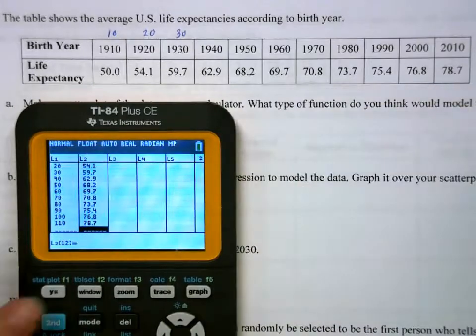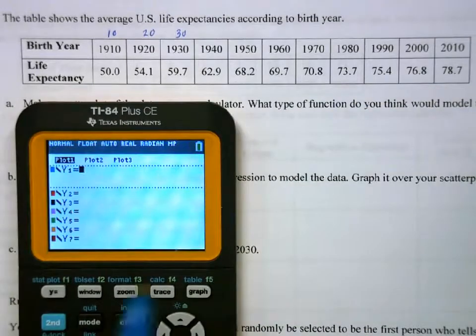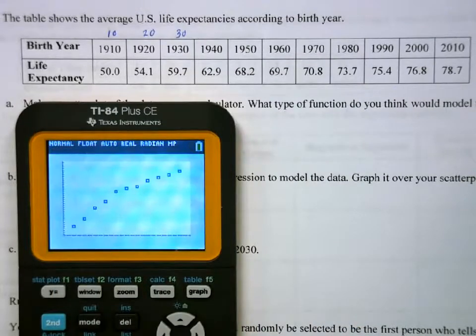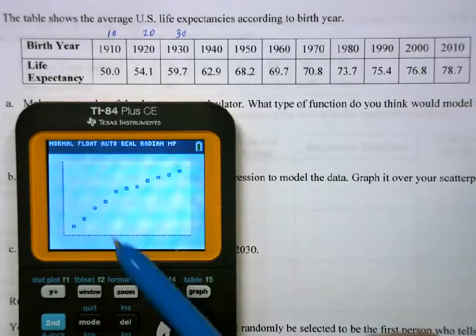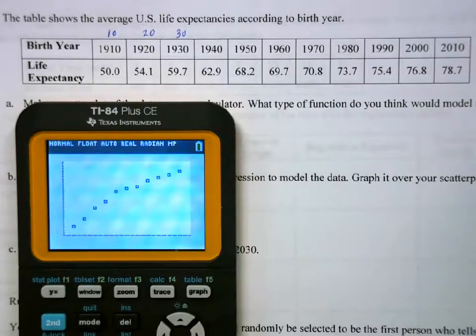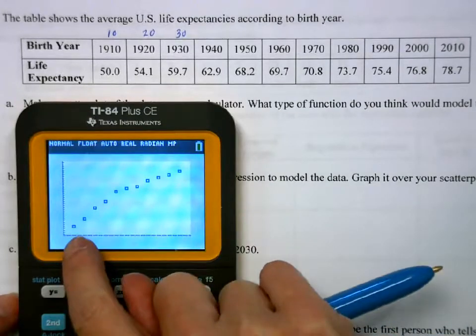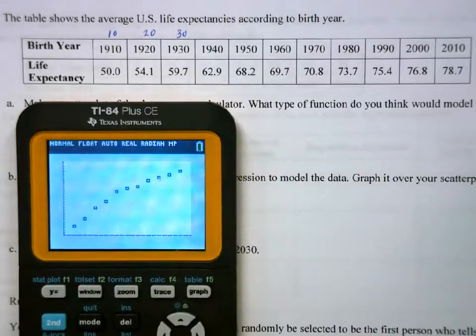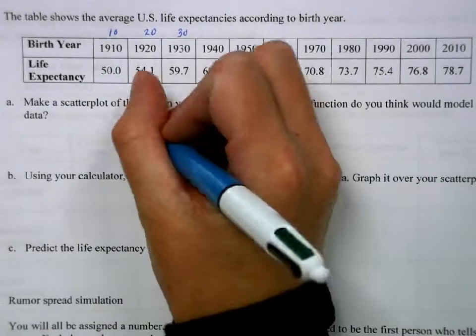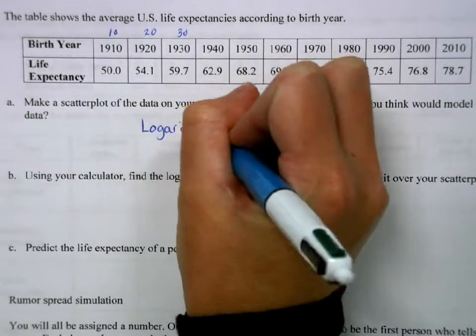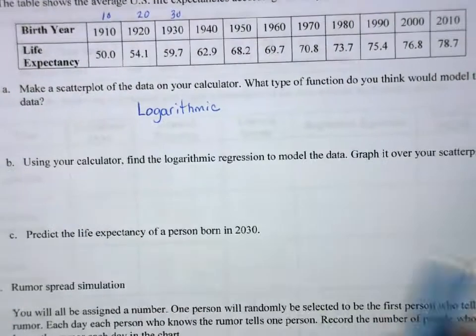So go to y equals, get rid of that equation. Our stat plot's already set up from before. So if I just do a zoom stat, we get this. So this one, rather than going up like the exponential or going through a line, it's increasing, but it's kind of increasing at a slowly gradual rate. So this is going to be logarithmic. Okay, so we're going to do a logarithmic regression.